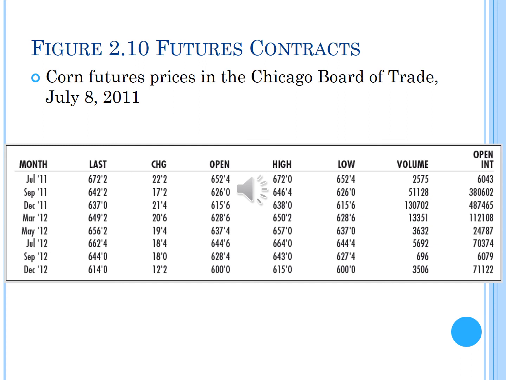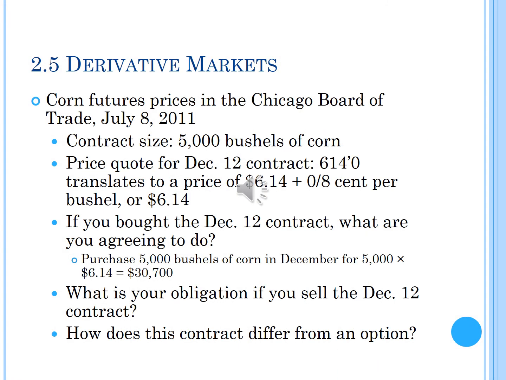Alright, so I hope you guys understand the difference here between the options we discussed a few slides back and the futures contracts. Referring back to figure 2.10, we could see an example right here. Corn futures prices in the Chicago Board of Trade on July 8th, 2011. Of course, as we mentioned earlier, the contract size is 5,000 bushels of corn.